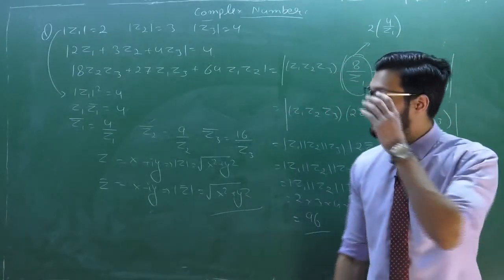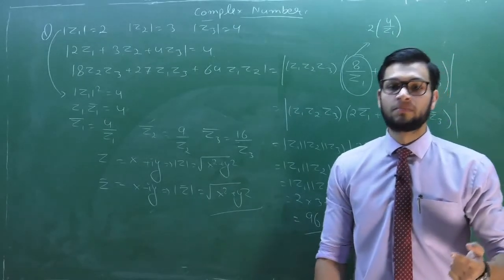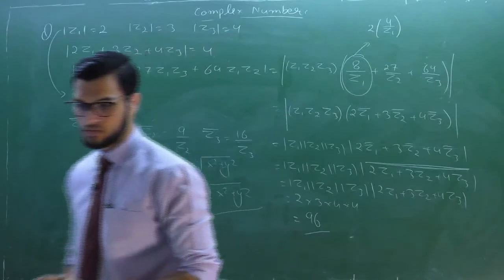Two times mod of Z1 plus 3 times mod of Z2 plus 4 times mod of Z3 will be the maximum value, not minimum value.